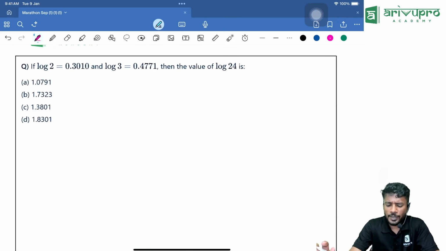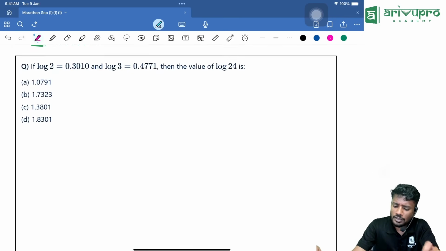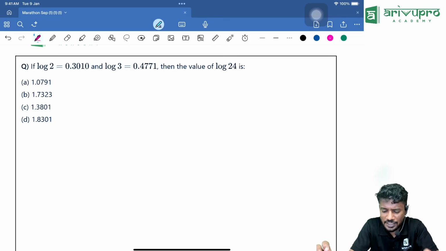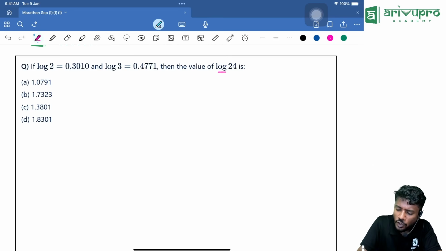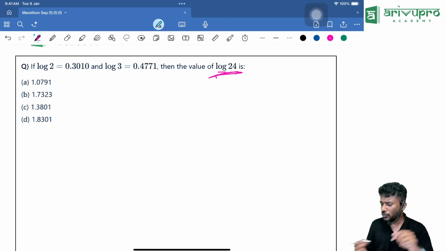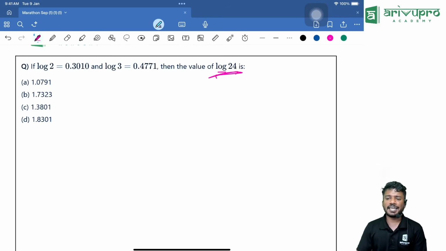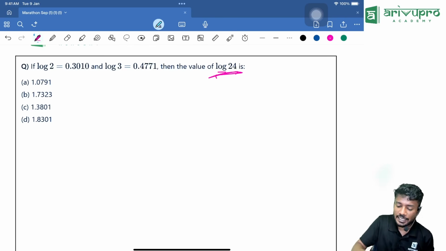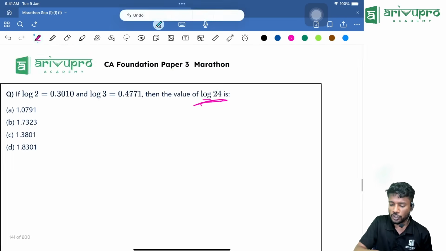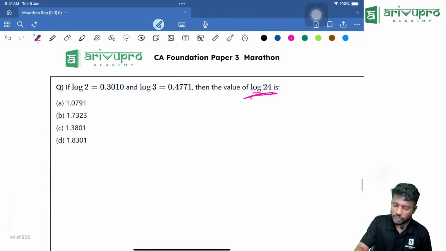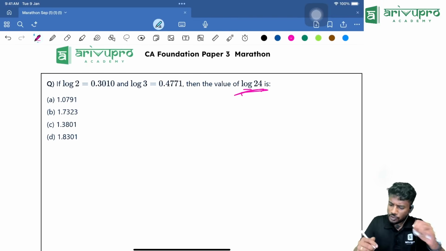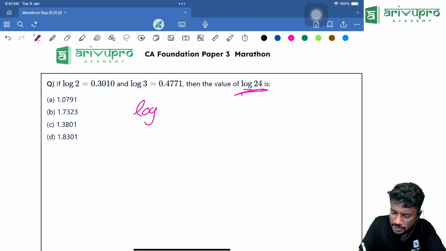Log 2 is given to be 0.3010. Log 3 is given to be 0.4771. Find the value of log 24. How will you write log 24? Can I write 24 in terms of 3 and 2? Yes. Can I write 24 as 3 into 2 into 2? Am I right? So I will split log 24 and write it.